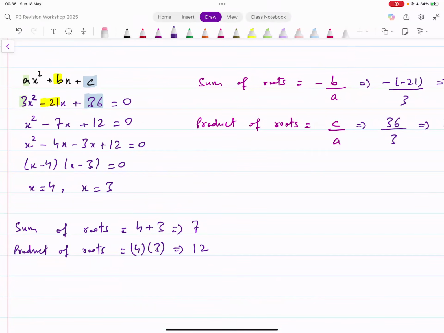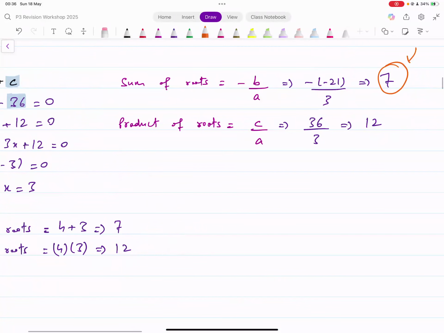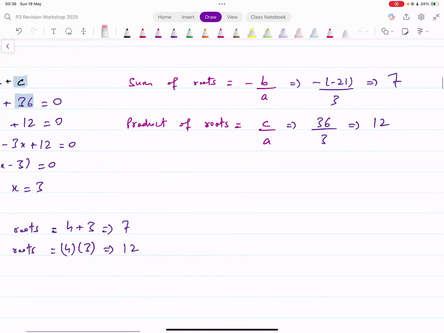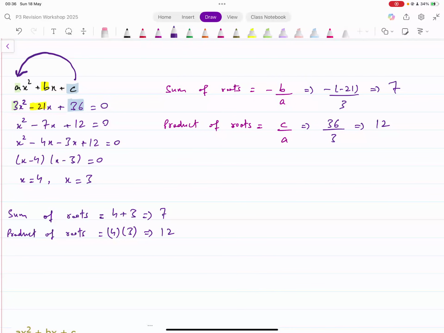For example, in this case, this is ax squared plus bx plus c. The value for a is 3. The value for b is minus 21. Put that in minus b over a, and that gives you 7. That's the sum of roots. The product of roots is given by the constant term divided by the first term. So that's c over a in this case, and that gives you 12. That's the product of roots.